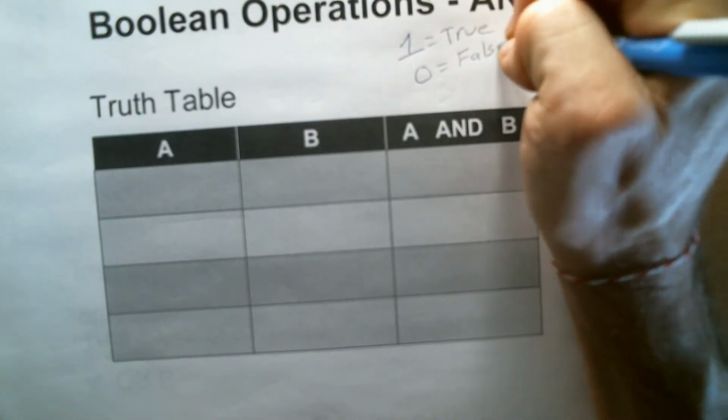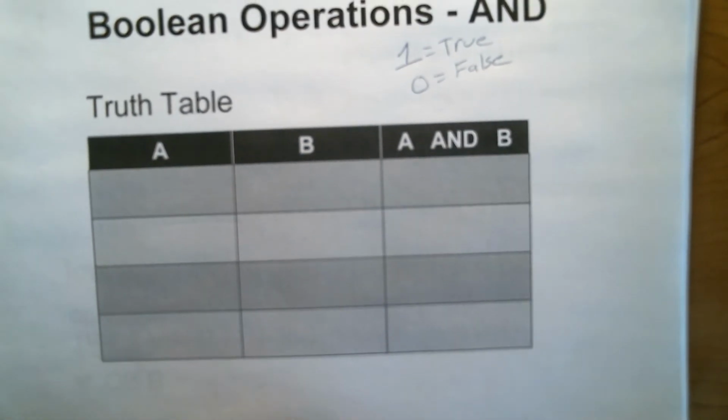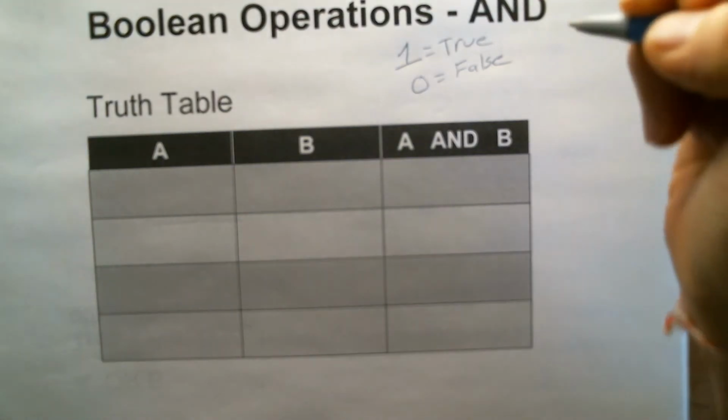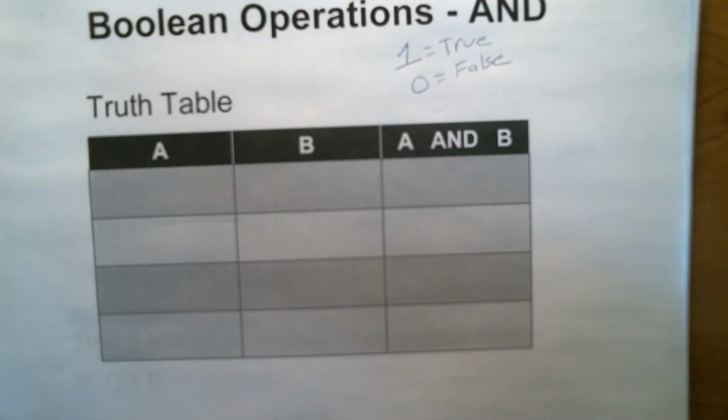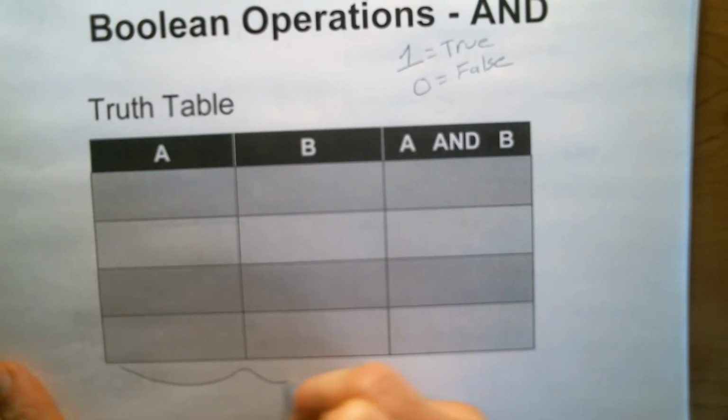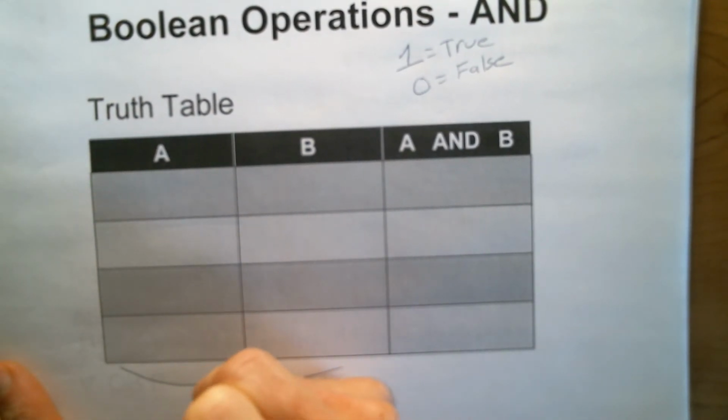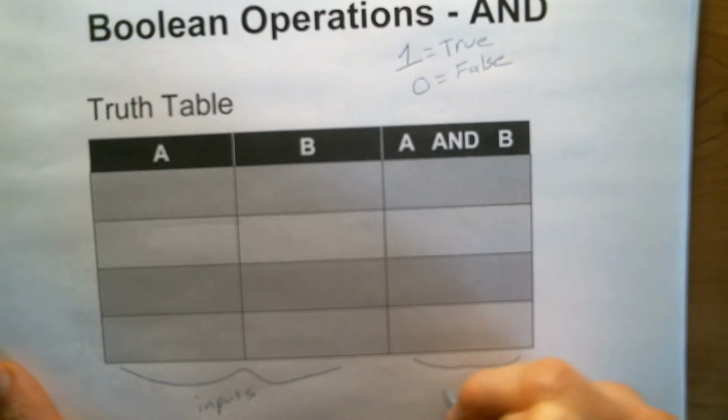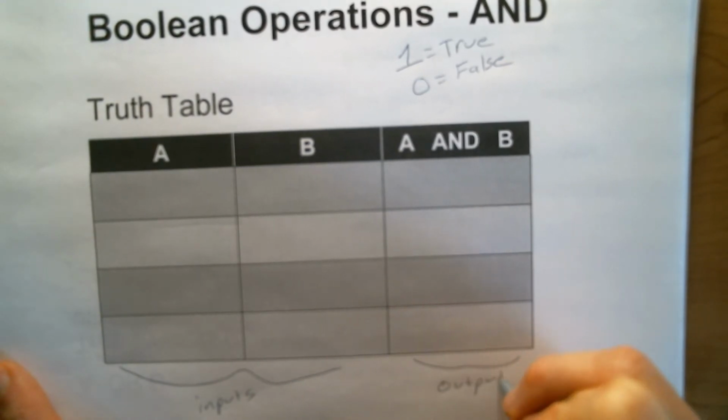A 0 equals false. So with this table, we are going to list out every possible combination of trues and falses and then show what they work out to be. Right? These are going to be our inputs. This column is going to be our output.